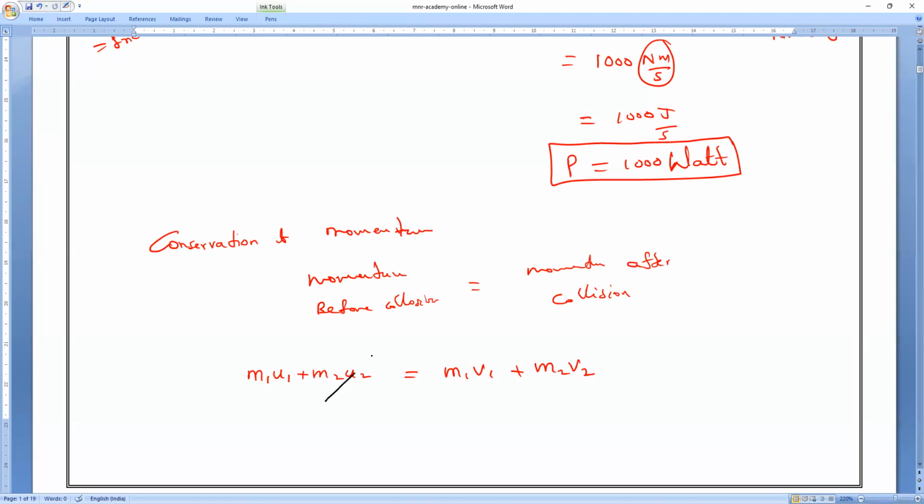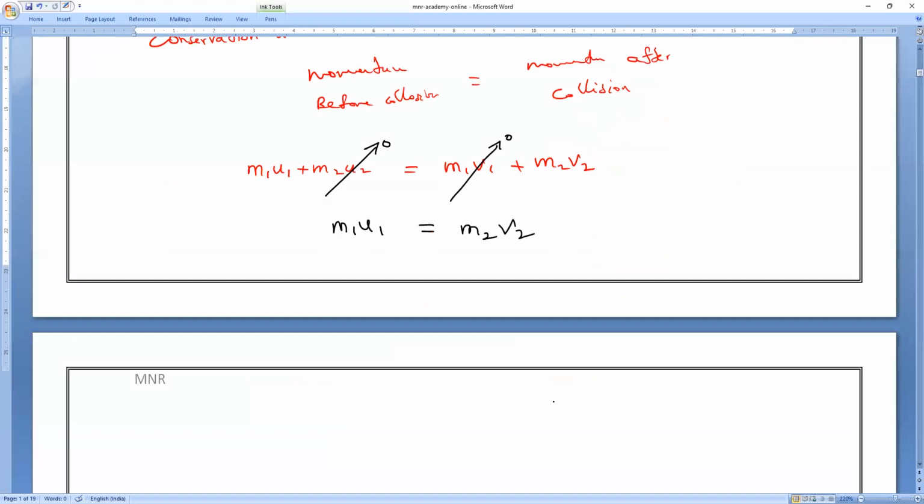So, initially car B velocity is 0. Finally, car A velocity is 0. Understanding? So finally, what will happen? m1 u1 is equal to m2 v2. Everything understood? Yes, all of you?